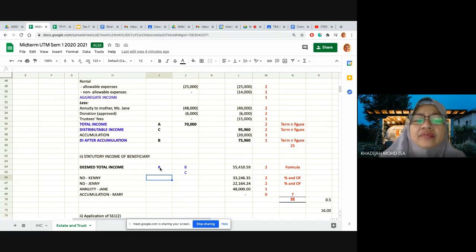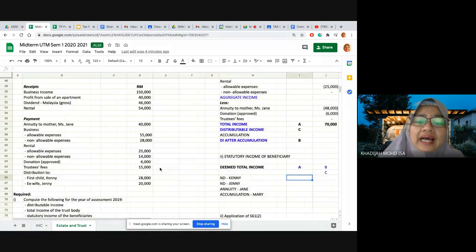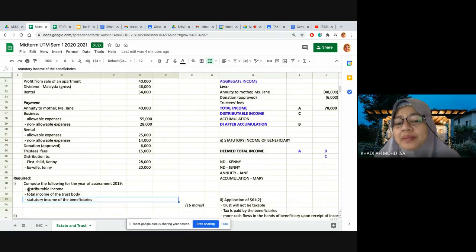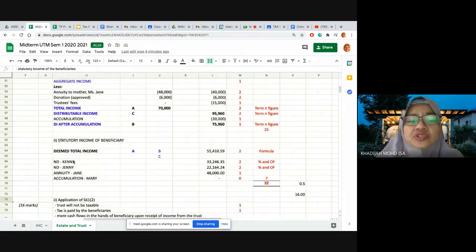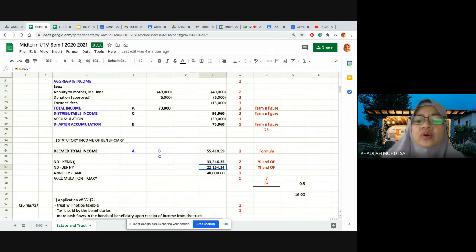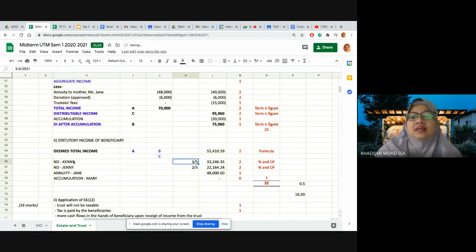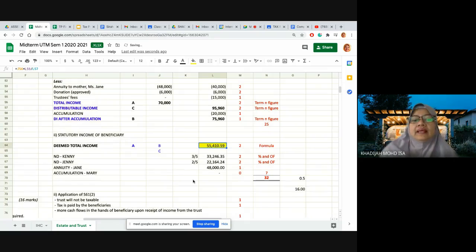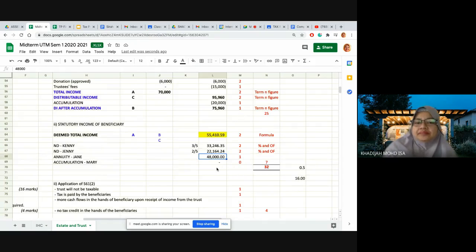Right. And for the beneficiary, because the question asks for the distributable income, total income, and statutory income of the beneficiary, because this one is a non-discretionary trust, then you apportion accordingly, 3/5. Alright, this one 1 mark, and then I think this one is 2/5, right? And the amount here is based on the amount of the deemed total income. Okay, and Jane is 48,000, because based on the annuity payable.